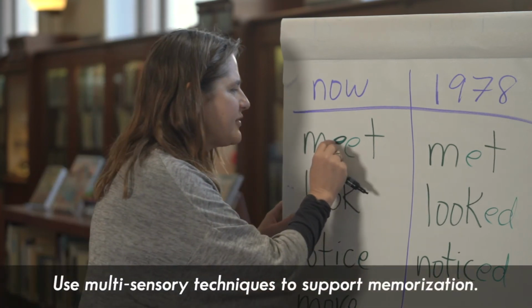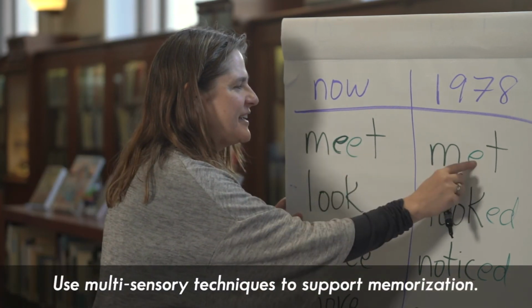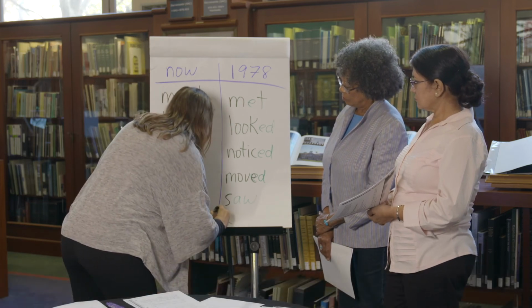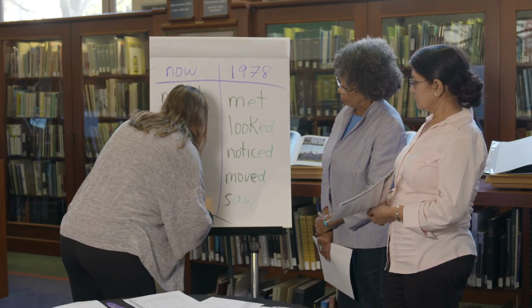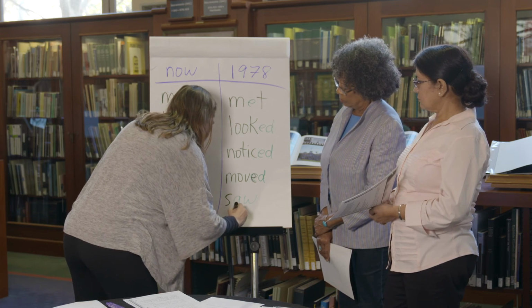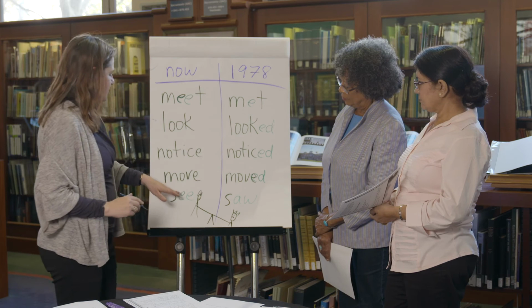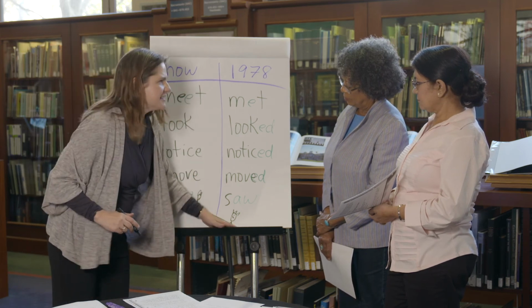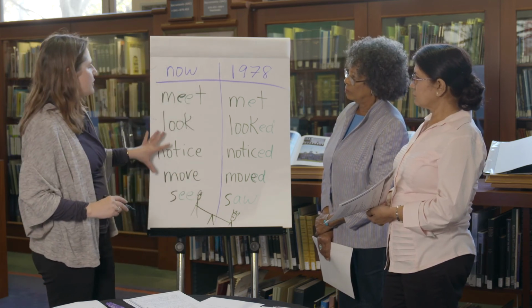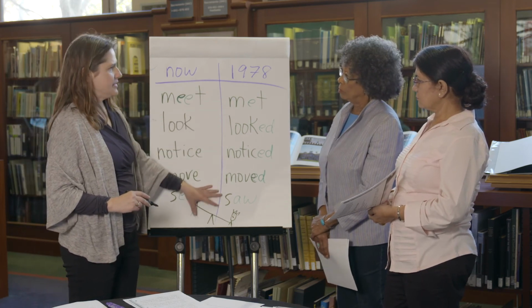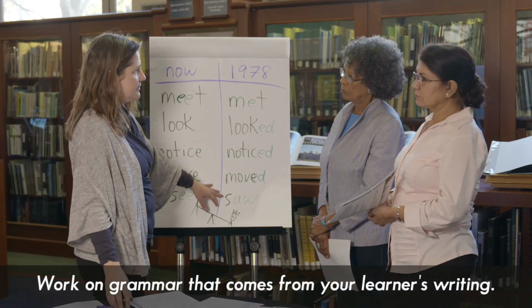And so here we've got green, like two E's, one E. Here's a seesaw, and this is my artwork at its best. And here's the present, and here's the past. And so now we know what we're working on. We have material. It's relevant. It comes from our learners' writing.